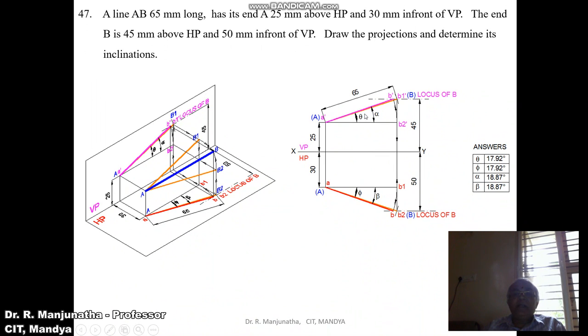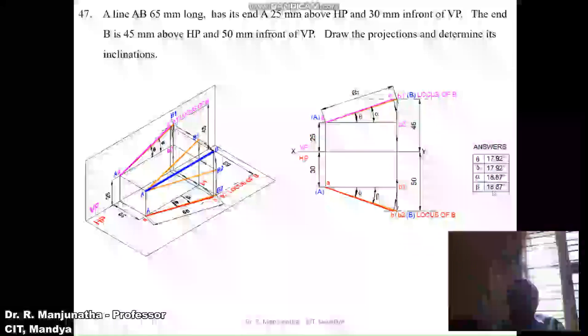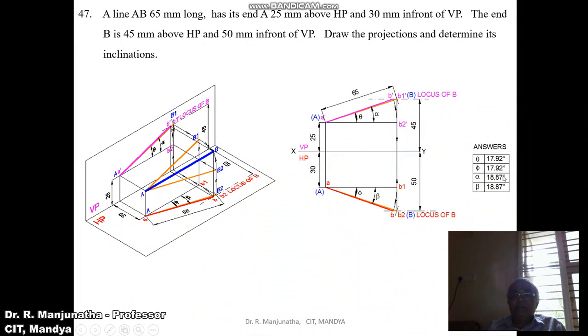And similarly, the apparent inclination with respect to HP, alpha, is 18.87 degrees when doing it in computer. When you are doing it manually, it will be 19 degrees. Similarly, take the true inclination with respect to VP, phi, which will be 17.92 degrees in computer. In manual, it will be 18 degrees. And with the same center, take the apparent inclination with respect to VP, which is beta. That beta will be 18.87 degrees in computer, and in manual it will be 19 degrees.